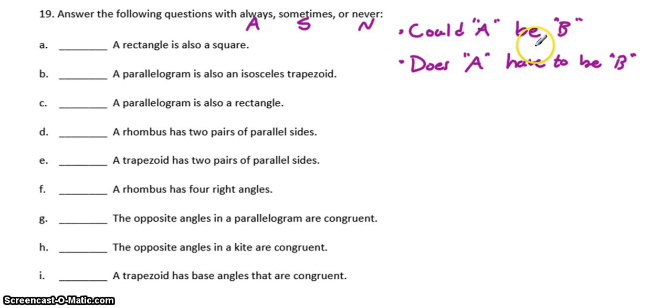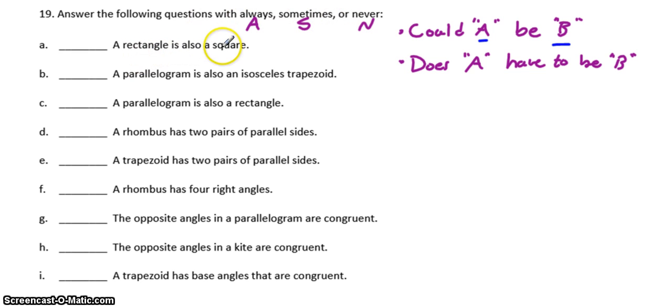Could A be B? What I mean by that is, could the first part have the second part? Is that possible? And the second question is, does A have to be B? Does the first part of these have to have the second part? So that might be a little confusing now, so let's do a few examples and get the hang of this.